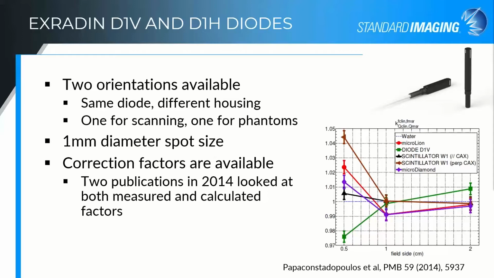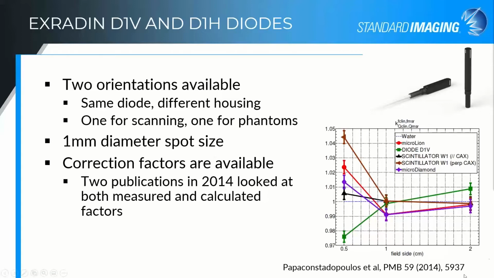The diode that we use has a 1 millimeter diameter spot size. You'll hear me use that term, spot size. That really is the area that's encompassed by the detector itself. This has an impact on the field sizes that you can measure because of the lateral scatter equilibrium, or lack of equilibrium, that you might run into. But it helps us put all of these detectors into context in terms of the volume averaging that occurs across the fields. There are correction factors that have been published for our diodes.